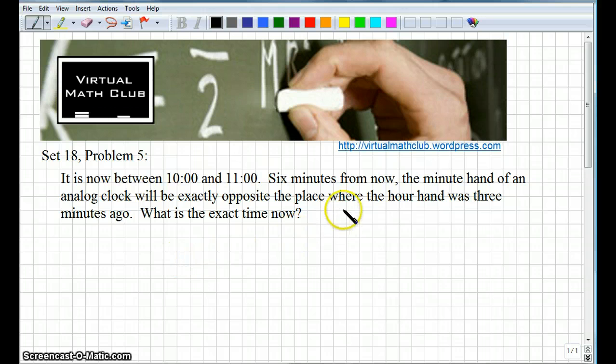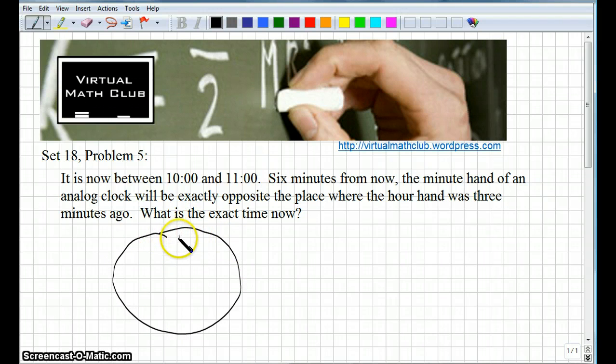But part of the problem is just understanding what they're asking. 6 minutes from now, the minute hand will be exactly opposite the hour hand, where the hour hand was 3 minutes ago. Oof. It's hard to even visualize what's going on. So let's start by drawing a clock, alright? Let's look at the picture, and hopefully that'll help us figure this out.